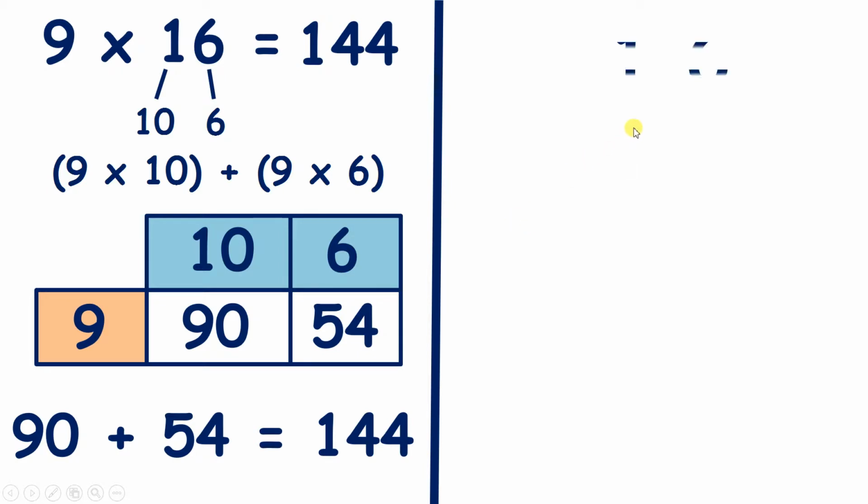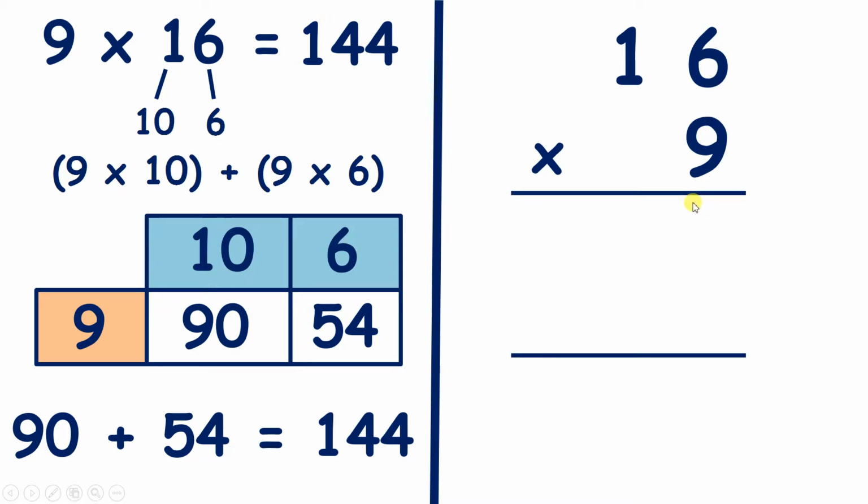So we start by writing our 2-digit number, then our multiplication symbol underneath and to the side, and then our single-digit number under the units digit of our 2-digit number. And then we can draw 2 lines, leaving enough space for us to write 2 numbers here, one below the other.